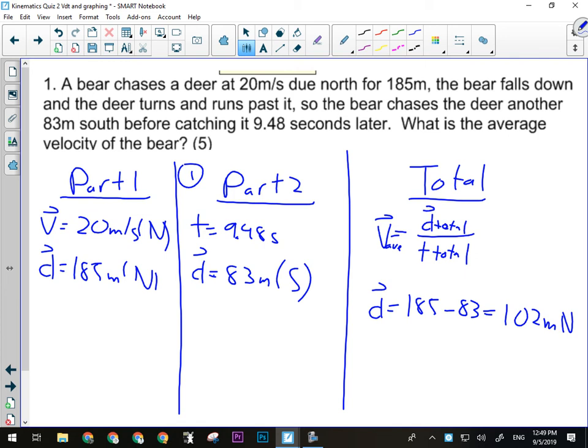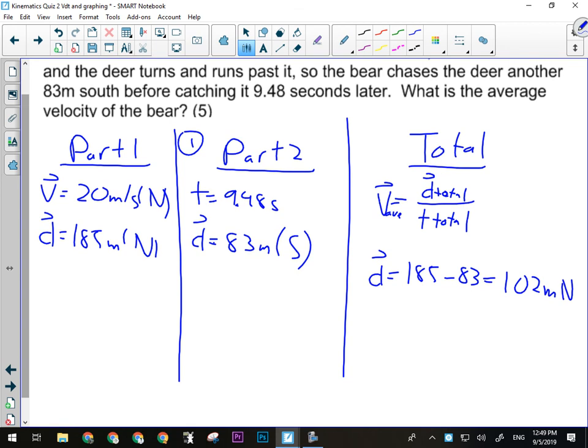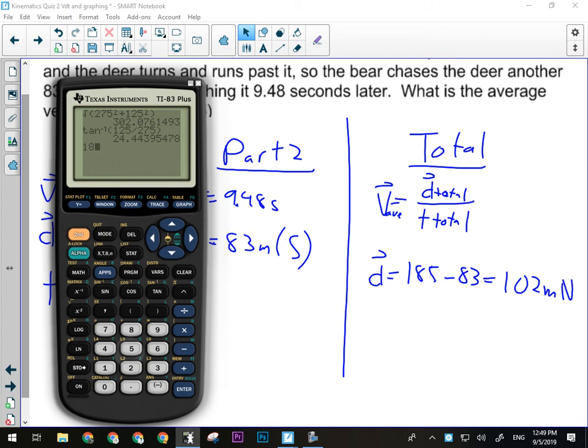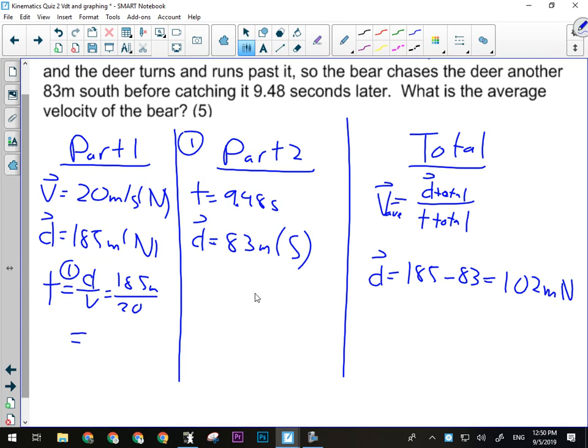What I now need is my total time, and I don't have the time for part 1. That's what I'm going to need. So I will calculate it by manipulating v equals d over t. So t equals d over v, that'll be 185 meters divided by 20 meters per second. If they have something like that, as method, they can have a mark for that. So we have 185 divided by 20. So 9.25 seconds. They should have got a mark for this, 3 marks.